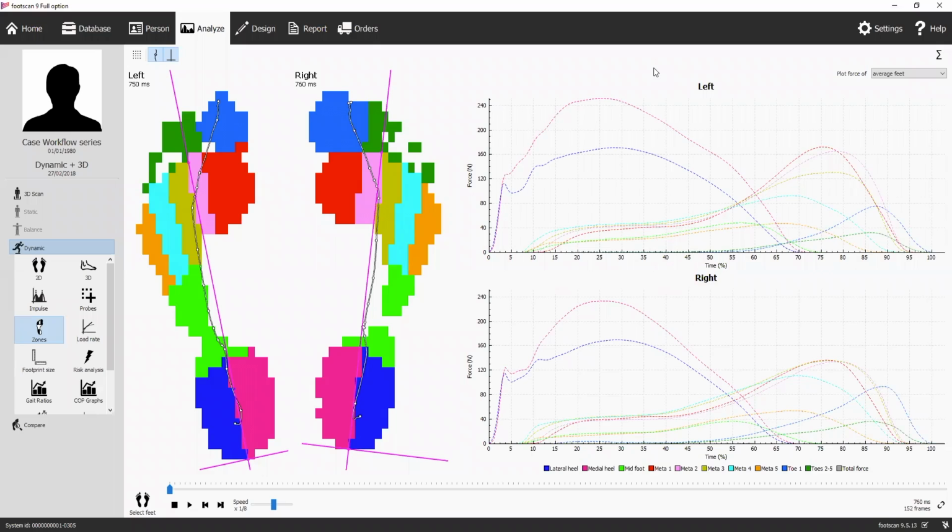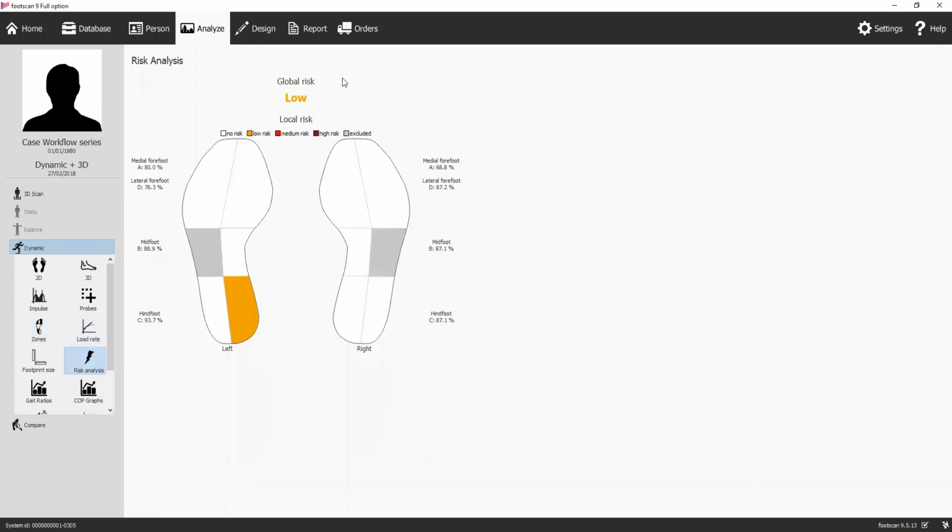Let's go to the third and final tool of the analysis. In the risk analysis, we can find the overall balance during roll-off. The foot is divided in 6 different zones based on the 3 main phases: heel strike, mid-stance, and propulsion. We then compare the medial to the lateral side to look for a major difference in load. A bigger difference can trigger a risk of getting injured.